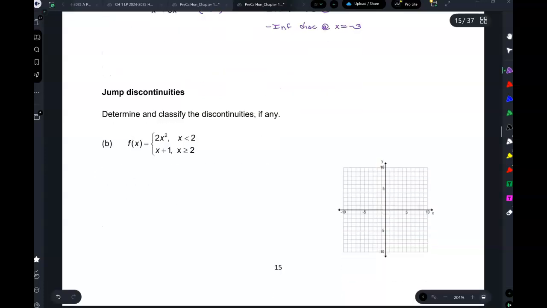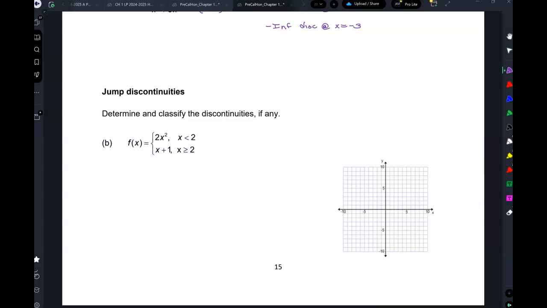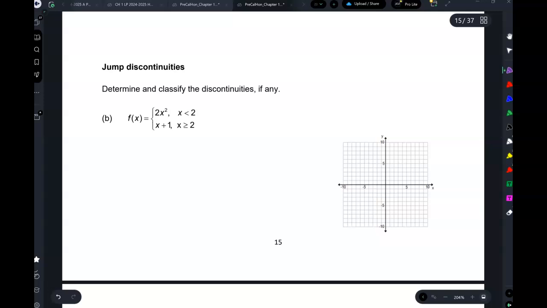Okay, let's talk about jump discontinuities. For the first few, I've actually put in a grid here for us to graph because I want us to see a visual, but you should be able to do these without ever graphing them. Okay, so take a look at this one. So 2x squared, right?